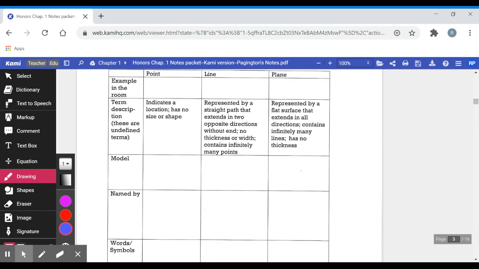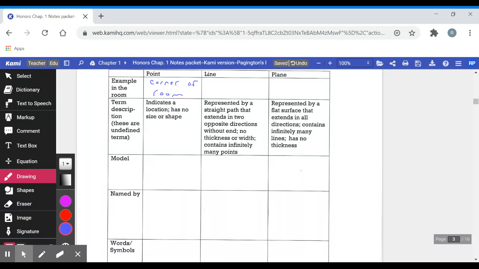Okay. So like I said, the example that someone gave for a point was the corner of the room. I'm going to have to get used to writing on this. Some people said the tip of my pen or a dot on the wall, various things you could think of there. If we look down below that, it says the description of a point.